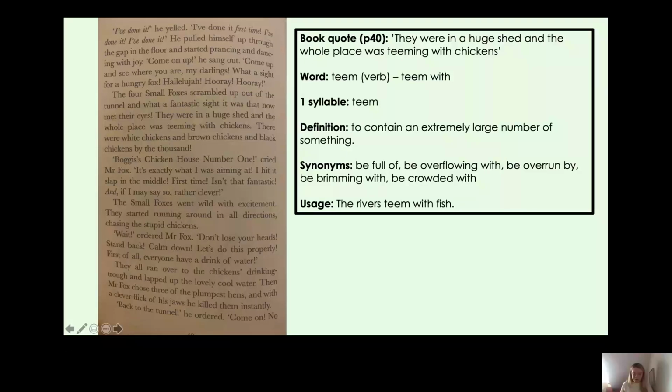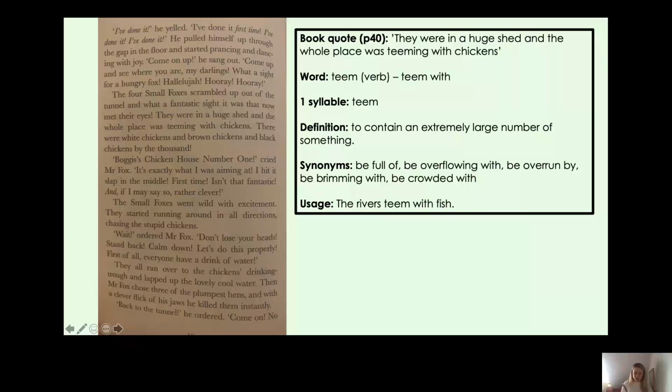Boggis's chicken house number 1, cried Mr. Fox. It's exactly what I was aiming at. I hit it slap in the middle, first time. Isn't that fantastic? And, if I may say so, rather clever. The small foxes went wild with excitement. They started running around in all directions, chasing the stupid chickens.